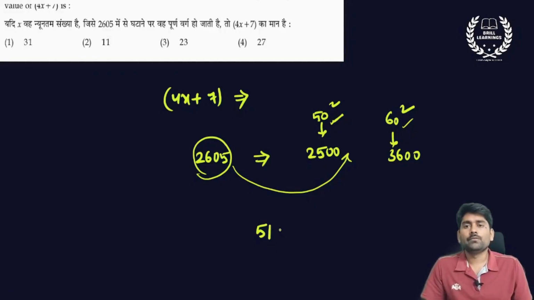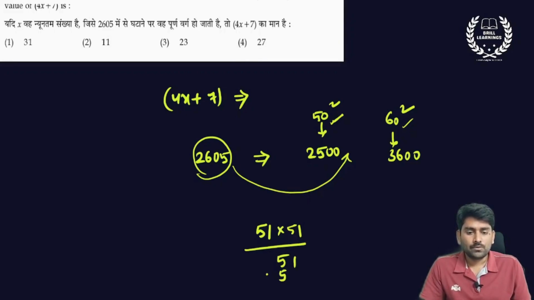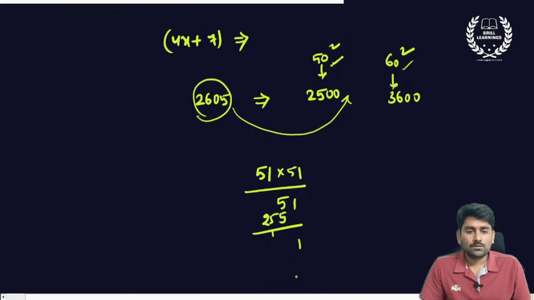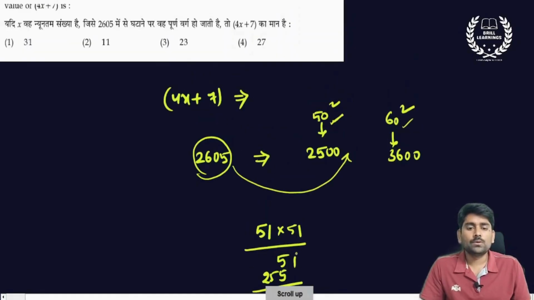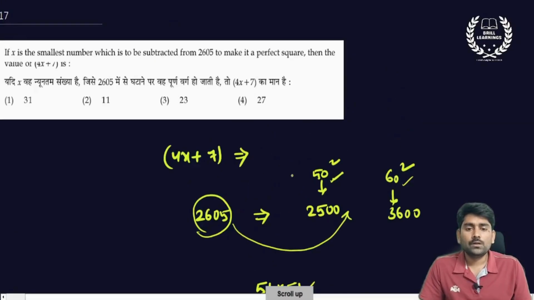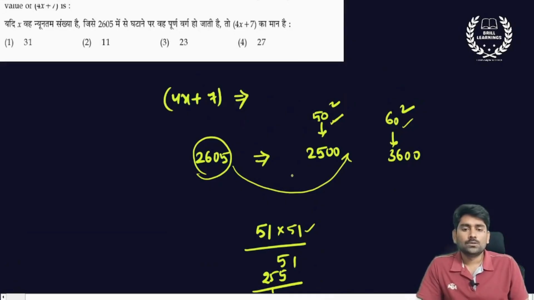If I write 51 here, let's check with the approximation approach. 1 into 1 is 1, 1 5 is 5, 5 1s are 5, 5 5s are 25. So 51 square value is 2601. Here we have the value of 2605.